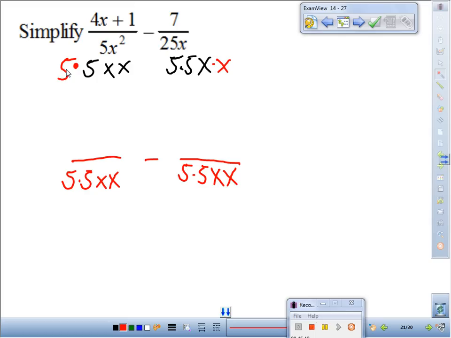So if I multiply the denominator times 5, that means I need to multiply the numerator times 5. And it's a binomial, so I distribute. This becomes 20x plus, what is 5 times 1? 5. This one, times x and times x, so the numerator is 7x. Did you ever see what I did? Okay. Now let's continue. Now we can write it as one fraction.